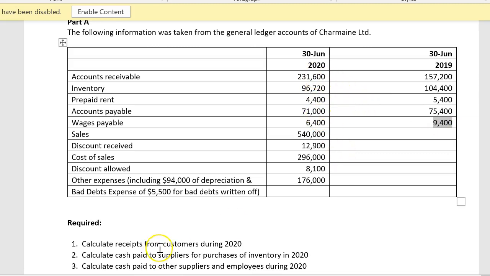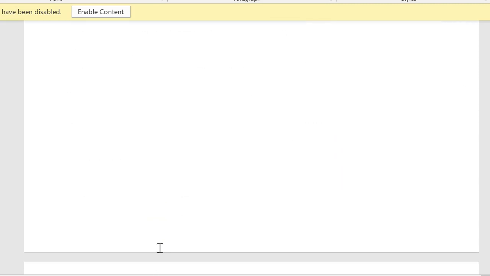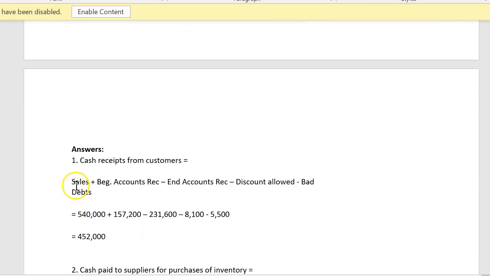Okay, so let's start with cash receipts from customers. Now, as I told you, you do need to know the formula. The formula is sales plus beginning accounts receivable balance minus ending accounts receivable balance minus discount allowed minus bad debts. Keep in mind, bad debts will be provided to you in the exam. You don't need to calculate bad debts. Very important that you remember that.